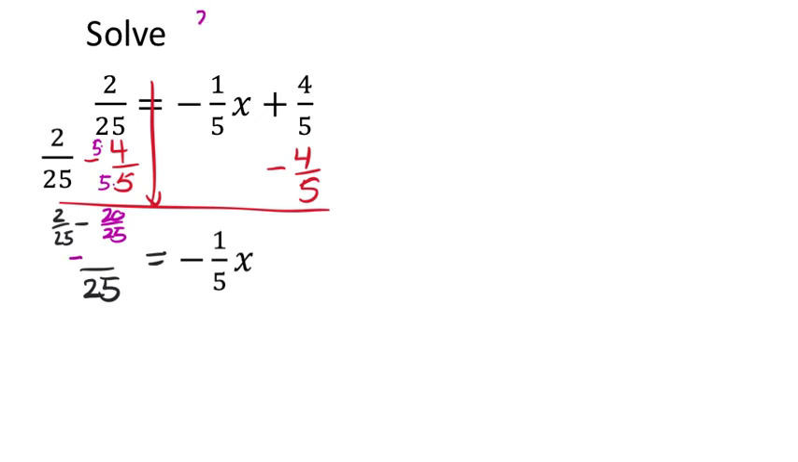And then I take the big number, 20, and subtract the small one, 2. So make that a 10. Minus 2 is 8. Drop the 1. It ends up being negative 18 25ths.